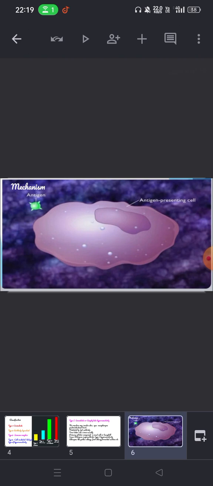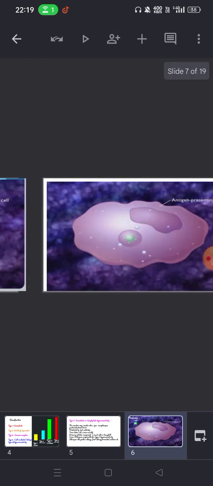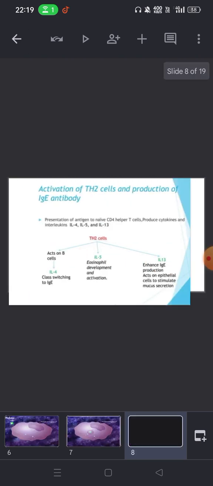Type 1 mechanism is that antigen and antigen presenting cells: the antigen binds to the antigen presenting cell. After that, activation of Th2 cells and production of IgE antibodies. Presentation of antigens to naive CD4 helper T cells produces cytokines and interleukins IL-4, IL-5 and IL-13.